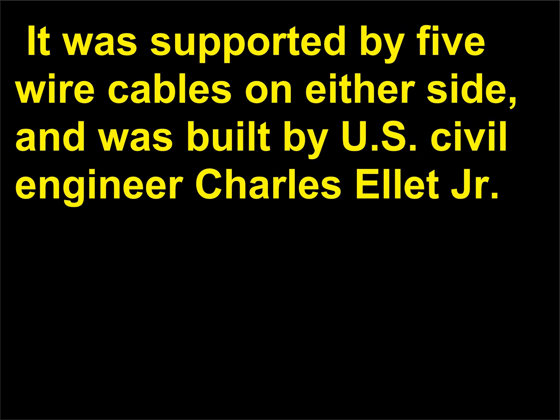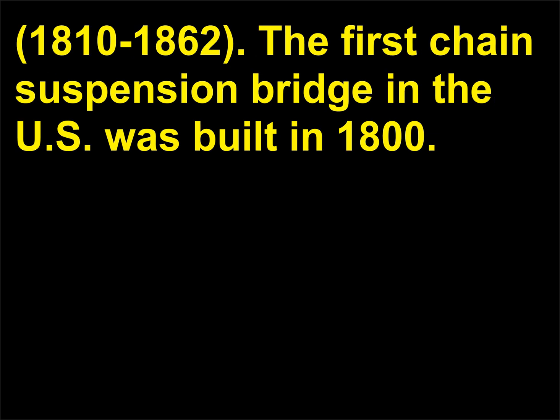It was supported by 5 wire cables on either side, and was built by U.S. civil engineer Charles Ellet, Jr. (1810 to 1862). The first chain suspension bridge in the U.S. was built in 1800.